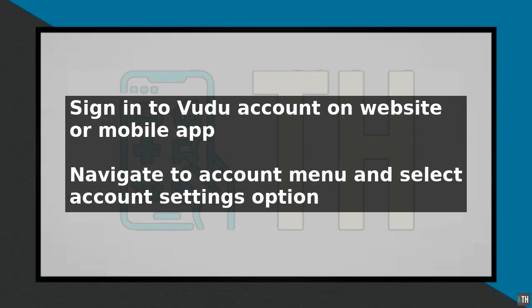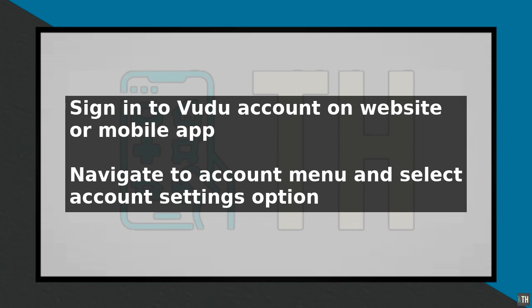To change your credit card on Vudu, follow these simple steps. First, sign in to your Vudu account on the website or through the mobile app. Once you are logged in, navigate to the account menu, which is usually represented by your name or a profile icon. Click on this icon to access the drop-down menu.